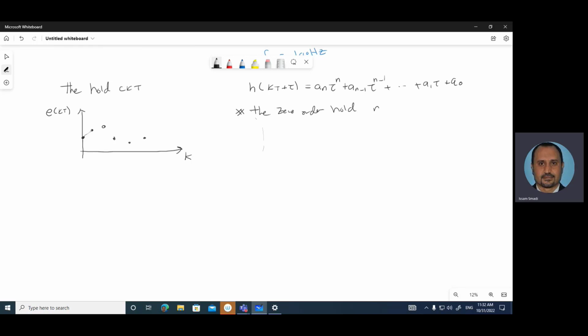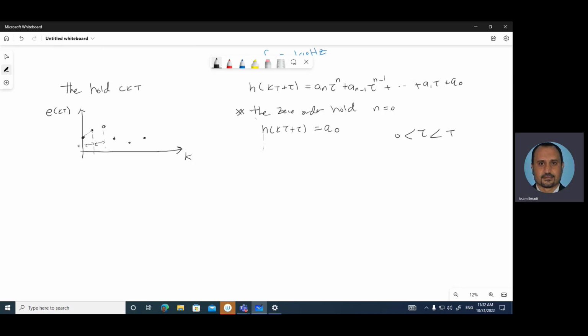Which means that n is equal to 0, and I will end up with h of k tau plus tau is equal to what? A naught, correct? Now tau here is greater than 0, less than T, which means that between the period, between the samples, correct? Between here and here, yes?